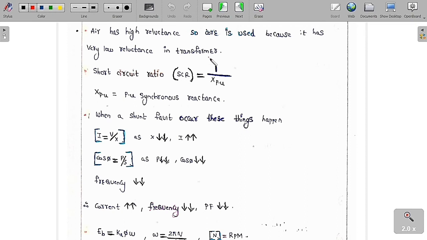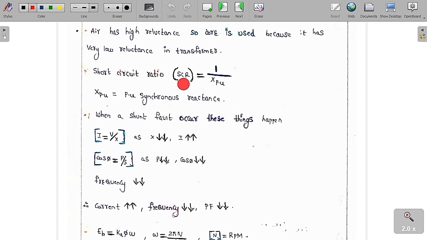Flux always tries to move in the region where the reluctance is very low. Therefore, if you use the core, the total flux is going to be confined only in the core itself. This is the important thing we can say here: air has high reluctance, so the core is used because it has low reluctance in a transformer.